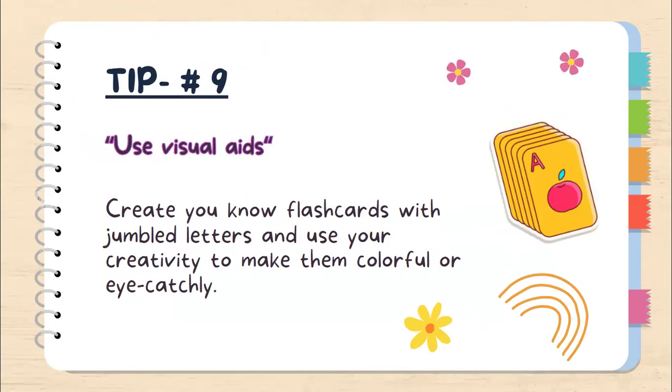Tip number 9. Use visual aids. What are visual aids, you might ask? Create flashcards with jumbled letters and use your creativity to make them more colorful or eye catchy or sparkly. Use any of your artistic skills to make it more creative, and these visual aids will help you to remember the unscrambling of scrambled words.